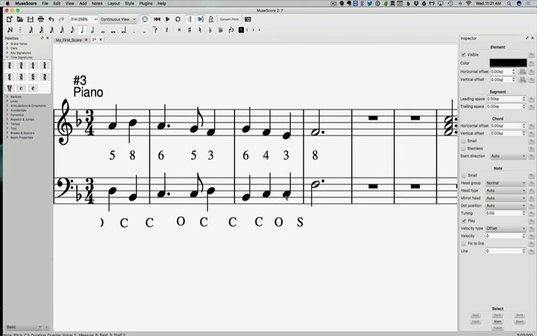So that does imply a 5-1 cadence at the end. And this is going root of that 5 to root of that tonic, of the 1 chord, which means we have a perfect authentic cadence here. So very strong cadence at the end. So check mark to that.